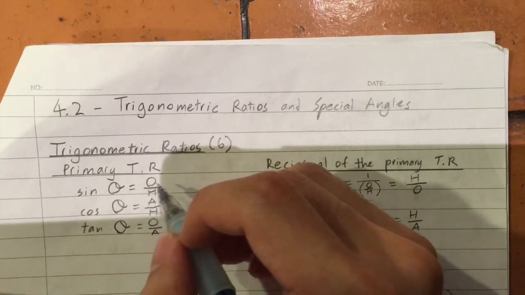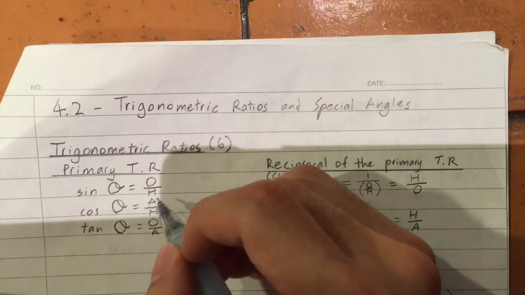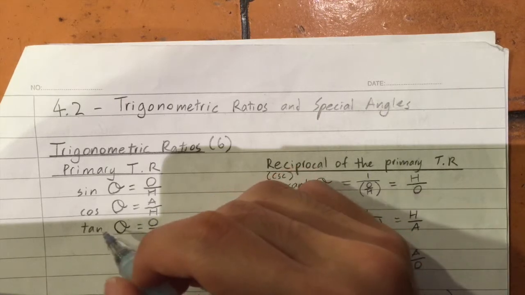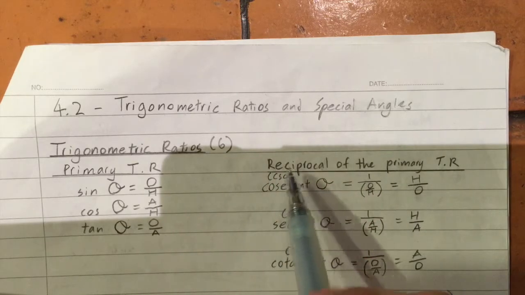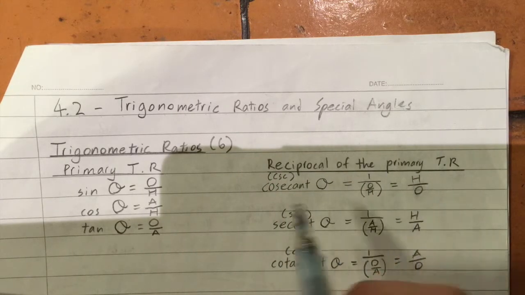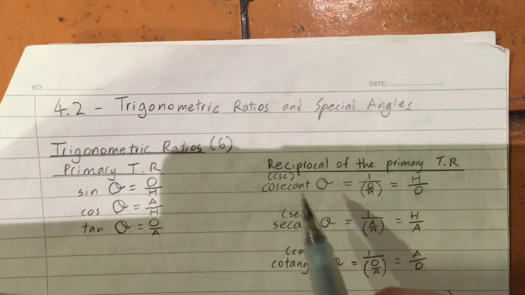Sine theta equals opposite over hypotenuse. Cosine theta equals adjacent over hypotenuse, and tangent theta equals opposite over adjacent. The 3 reciprocals of the primary trigonometric ratios are cosecant theta, secant theta, and cotangent theta.